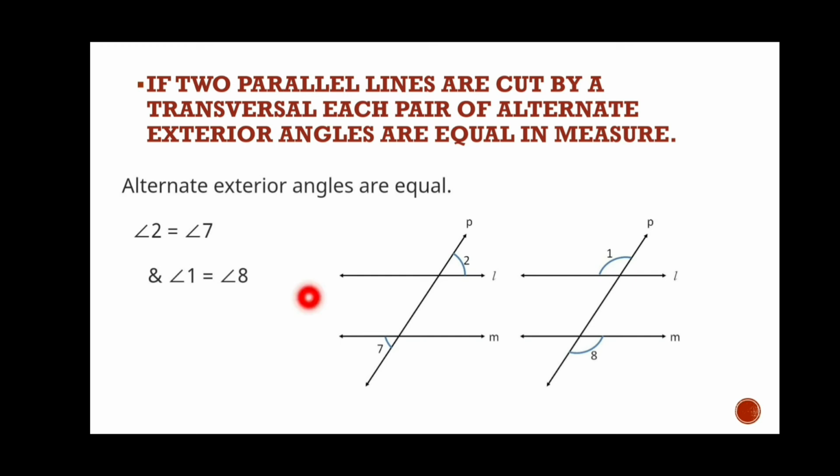Now, if two parallel lines are cut by a transversal, each pair of alternate exterior angles are equal. Now, we have seen what alternate exterior angles are. Exterior means outside the lines, and alternate means they are opposite. So here you can see angle 2 and angle 7. They are exterior angles as well as alternate. So, angle 2 and angle 7 will be equal when the two parallel lines L and M are cut by a transversal P. Here also angle 1 and angle 8 will be equal.